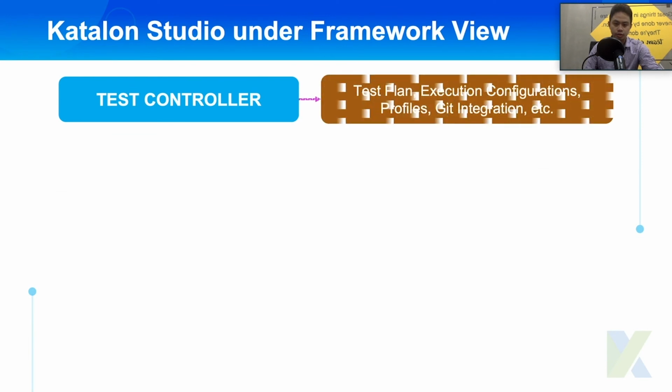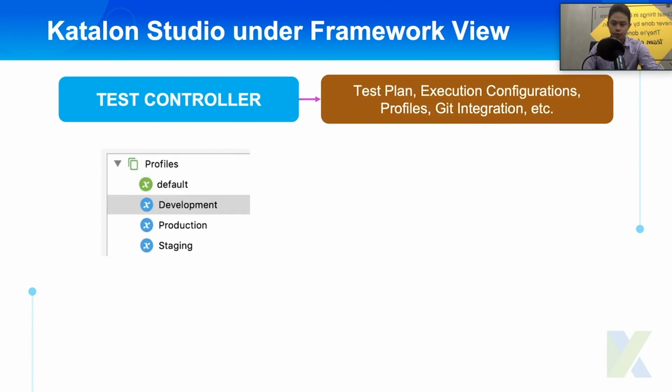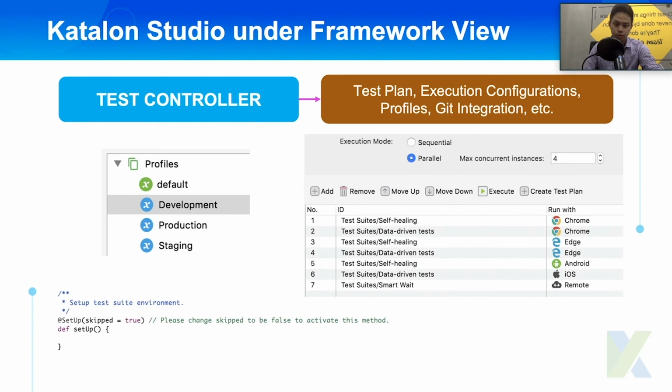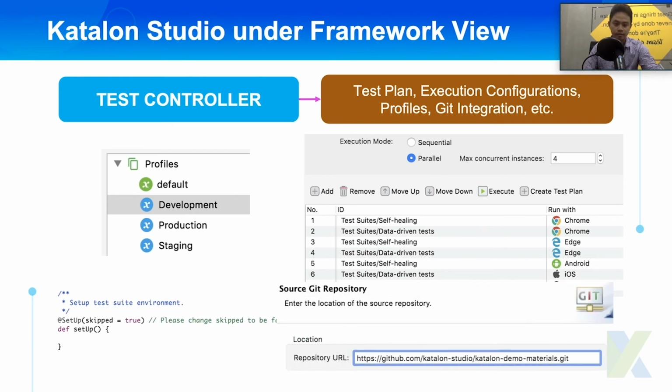In the test controller in Katalon Studio, we have profiles to help people to manage their environment. We have testing flow with setup and teardown already for them to control the testing flow. We have the execution configuration with parallel executions, to set up tests to run in different environments. We have the capability to integrate with Git, which provides a way for people to manage the tested product with different versions.